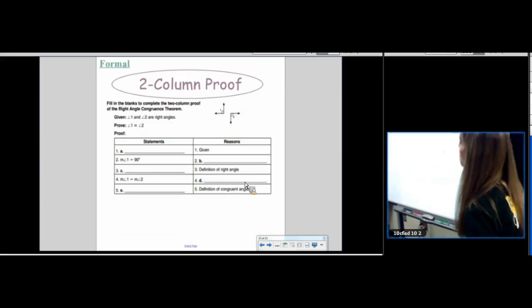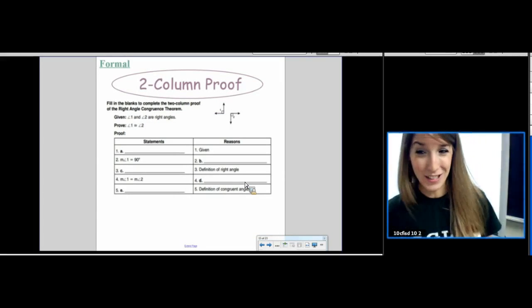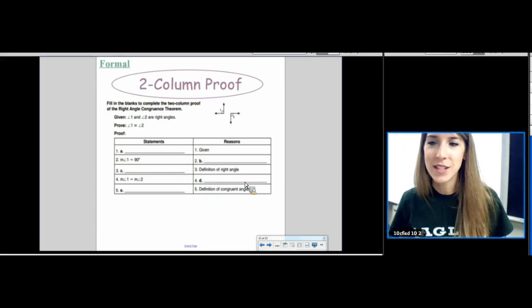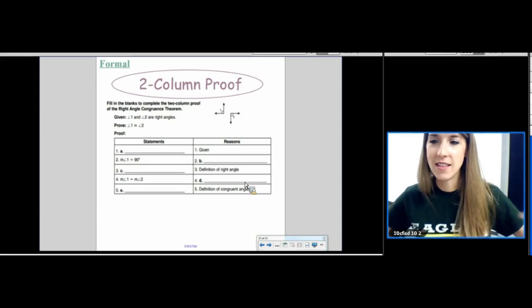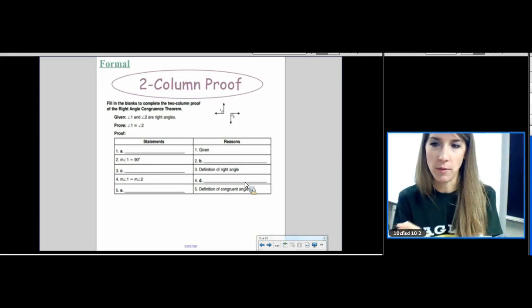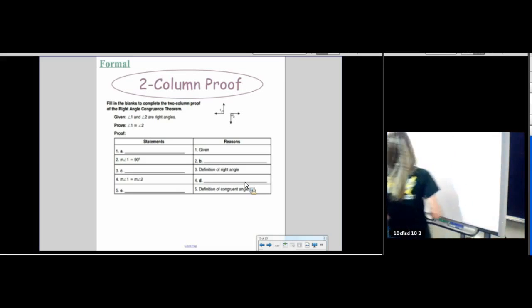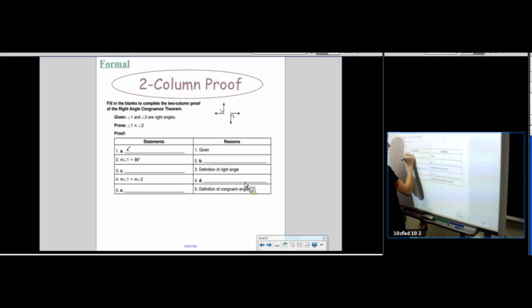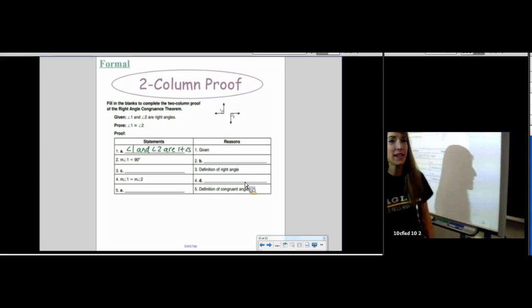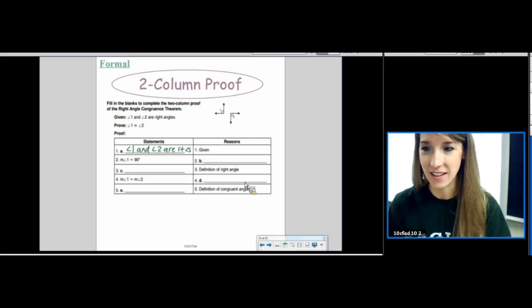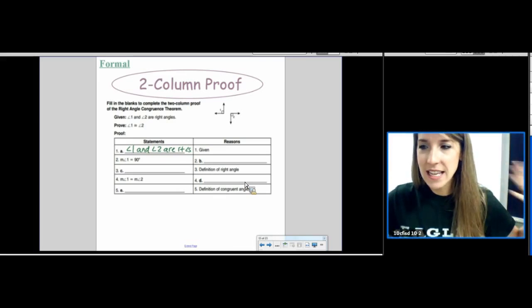So, in a two-column proof, it's pretty easy when it's fill-in-the-blank. You always start with the given. Look, the given is angle 1 and angle 2 are right angles. So guess what goes in the blank here? Angle 1 and angle 2 are right angles. All I did was rewrite the given. What's the reason? Oh, that's easy, given.